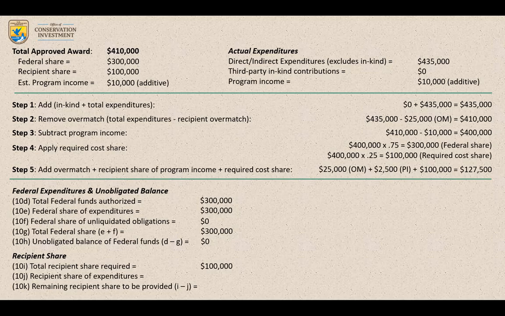Field 10J represents the recipient share of the expenditures. This amount is $127,500 and comes from Step 5, where the recipient calculated the overmatch plus the recipient share of program income.